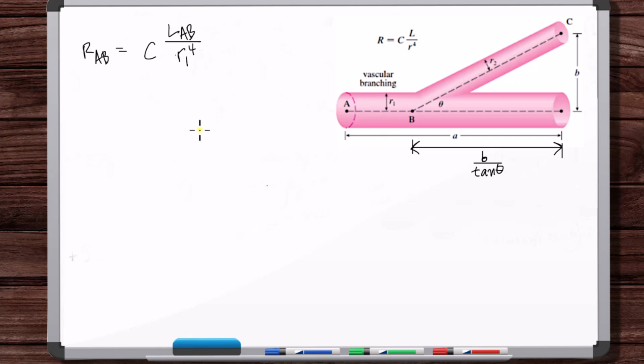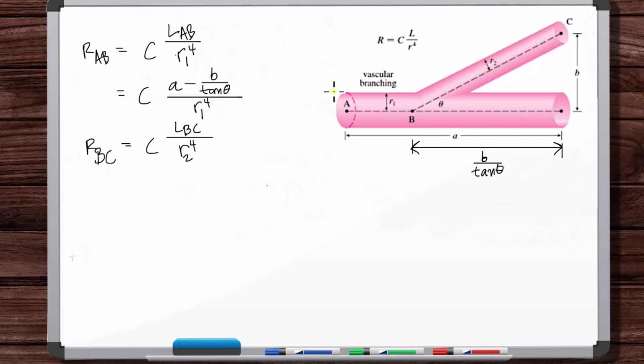And so with that, L_AB is a minus b over tangent theta, over r1 to the fourth. There we go. That's R_AB. Okay, now R_BC is going to be equal to this constant, and then L_BC over r2 to the fourth.